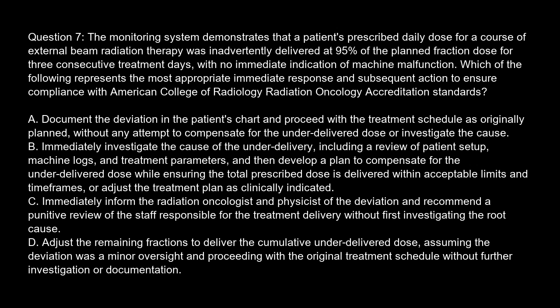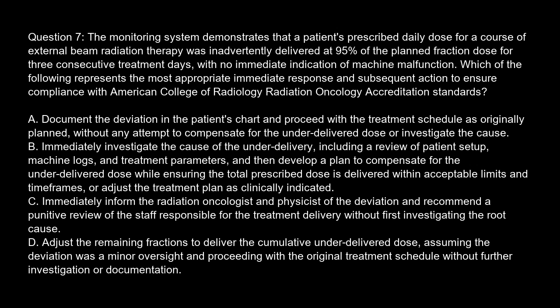Option A. Document the deviation in the patient's chart and proceed with the treatment schedule as originally planned, without any attempt to compensate for the underdelivered dose or investigate the cause. Option B. Immediately investigate the cause of the underdelivery, including a review of patient setup, machine logs, and treatment parameters, and then develop a plan to compensate for the underdelivered dose while ensuring the total prescribed dose is delivered within acceptable limits and timeframes, or adjust the treatment plan as clinically indicated.